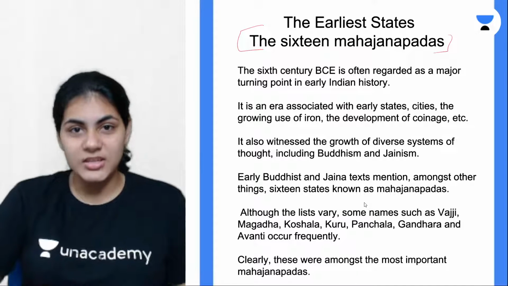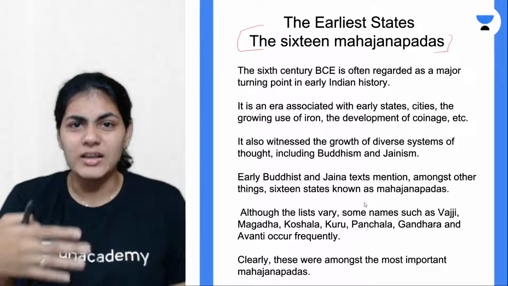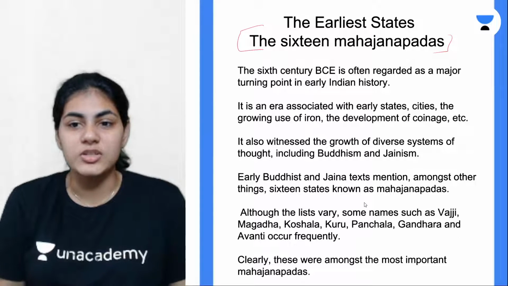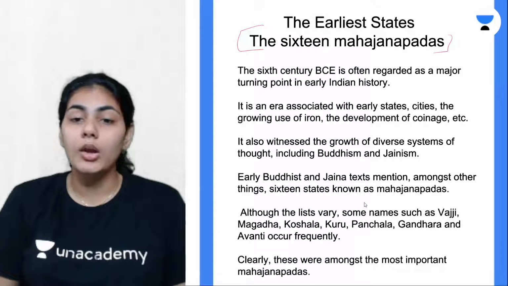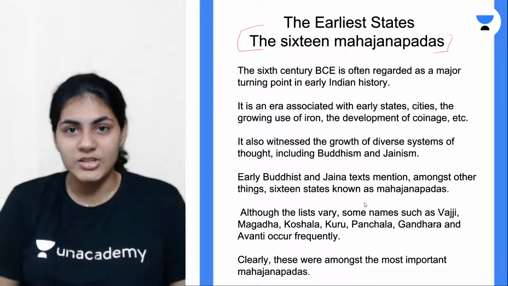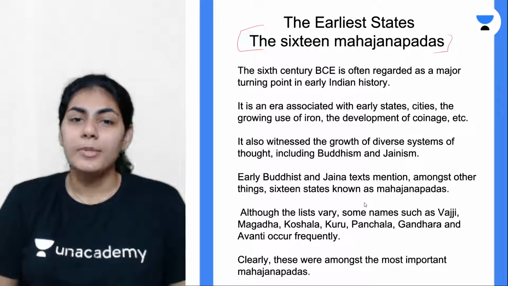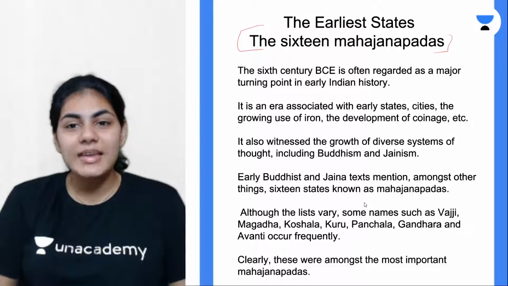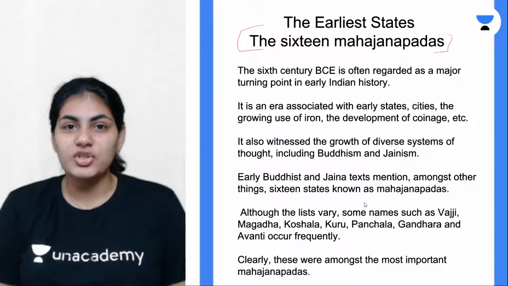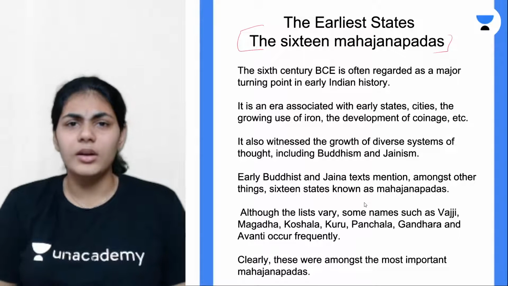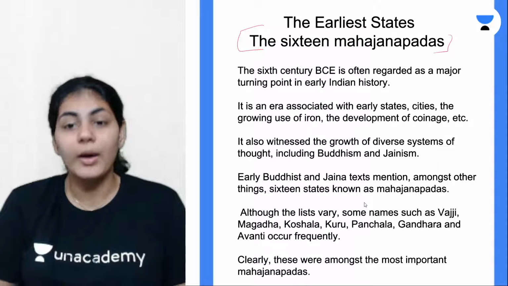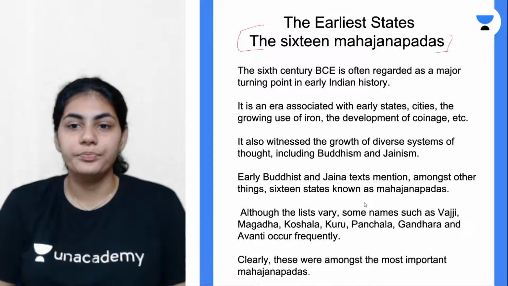And these Buddhist and Jaina texts, like the three Pitakas and other textual sources, do mention a lot about all of these 16 Mahajanapadas. Be it the names of the kings, or how the administration was happening, different information was mentioned as a part of these Buddhist and Jaina texts about these 16 Mahajanapadas.